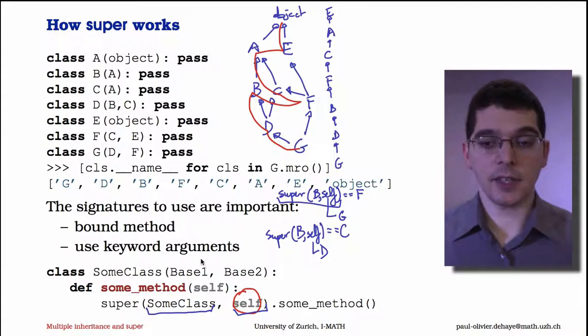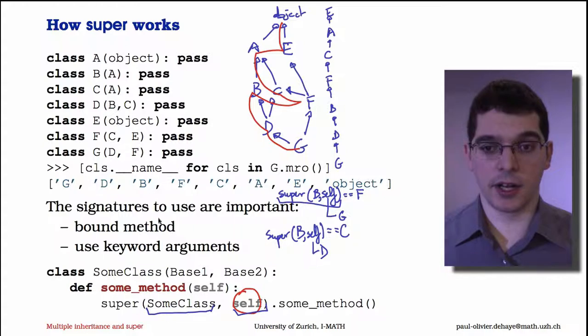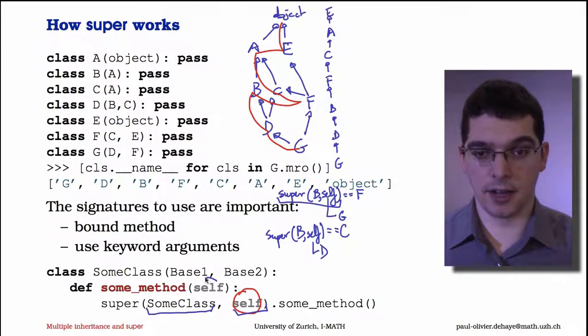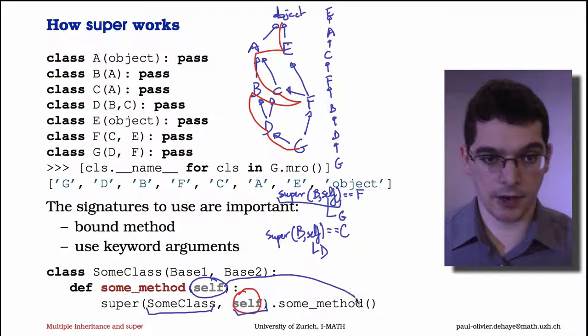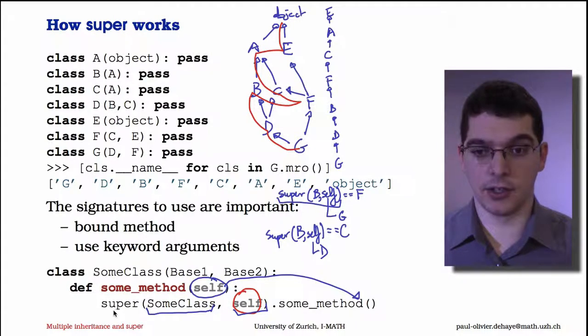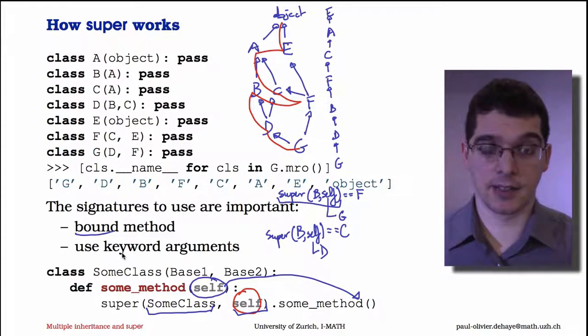Now, there are two things that are important, and they have to do with signatures, so the arguments you pass to some method. You see here that I have some method self, and here I call some method without self. And that's because the result of super is that the method remains bound. So that's what's called bound. And the second thing is you have to use keyword arguments.